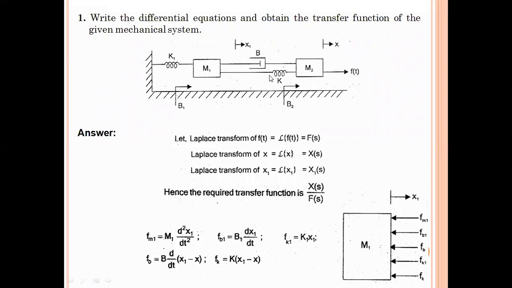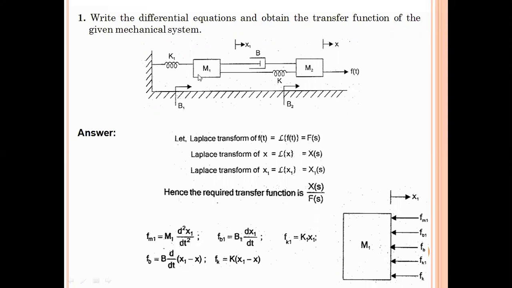In the previous class, we have seen how to write the force equation for two displacements, right? Now you can see the opposing force due to b is b into d by dt of the difference between the two displacements. And the difference between two displacements means whether it is x1 minus x or x minus x1.